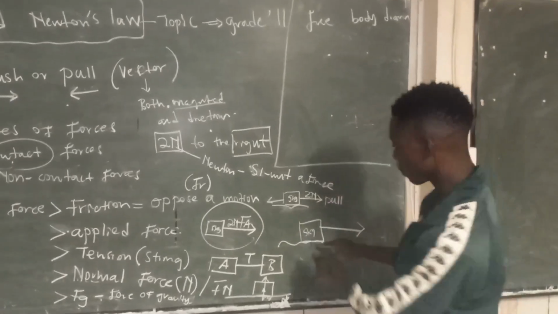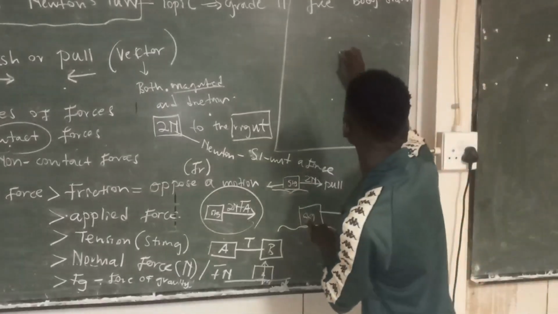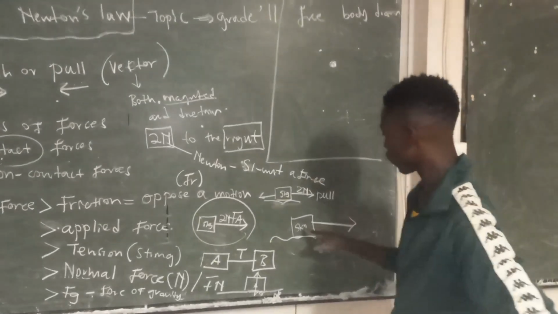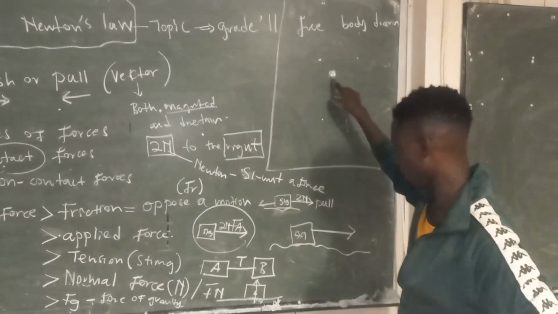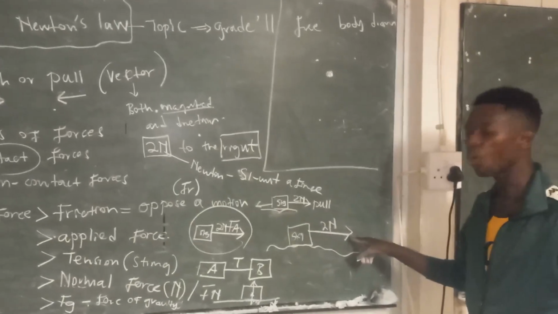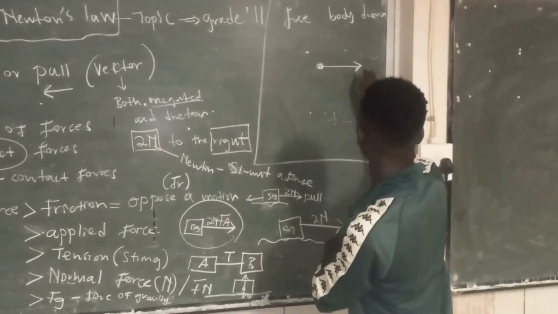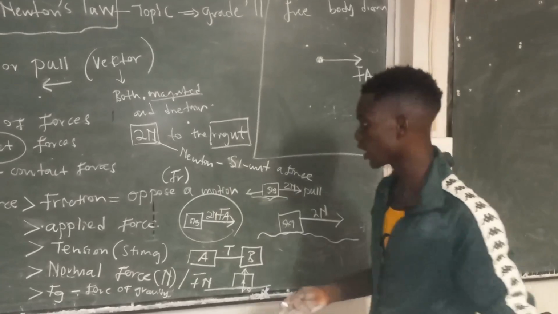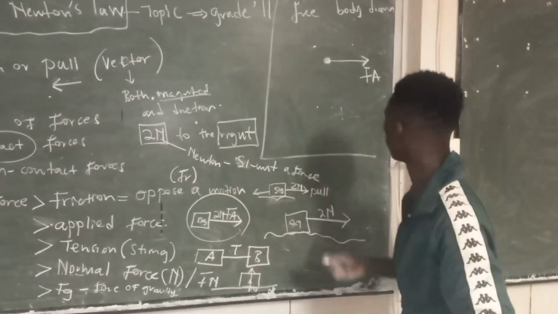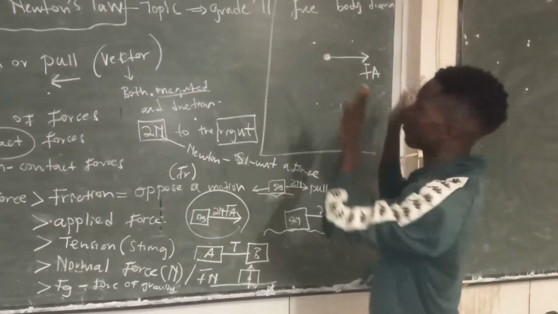I'm going to present this block or this object by a dot in a free body diagram. This dot represents an object. So this is a 5 kg block in a free body diagram. This force of 2 Newton is moved to the right, or it is pulled to the right. Meaning this force is F applied, which is what? It's a force that is applied on an object when you push or when you pull. We don't have to show the magnitude because we are expressing a free body diagram.